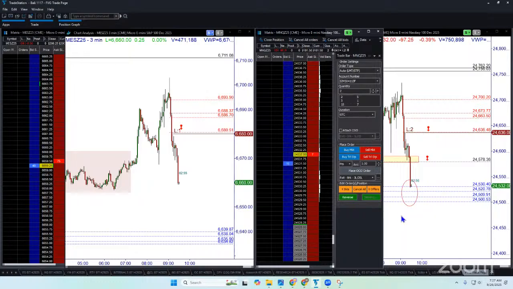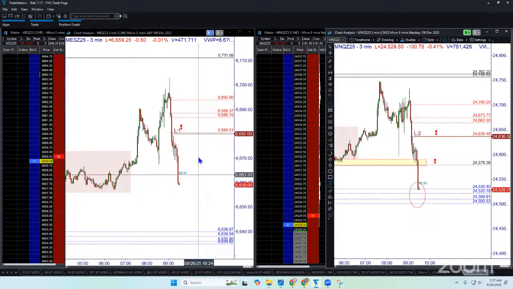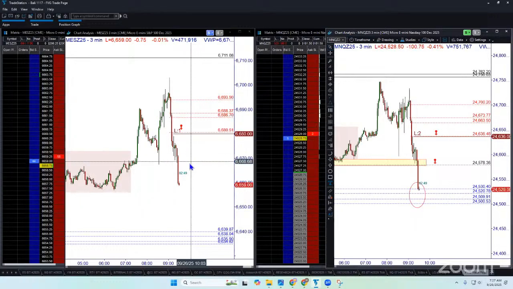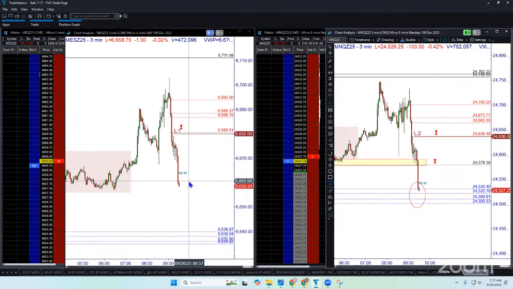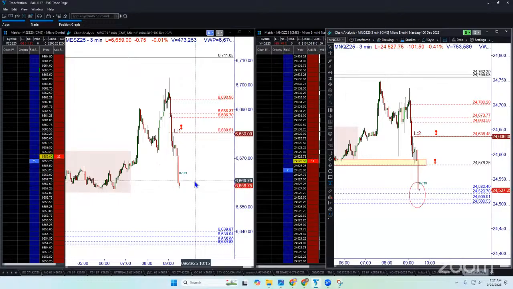Order fill. Okay, took the trade off. And we now have potentially a new fair value gap. So if we do get the break, we'll be able to come back up to about 66.60 and look for the entry to jump into that trend.